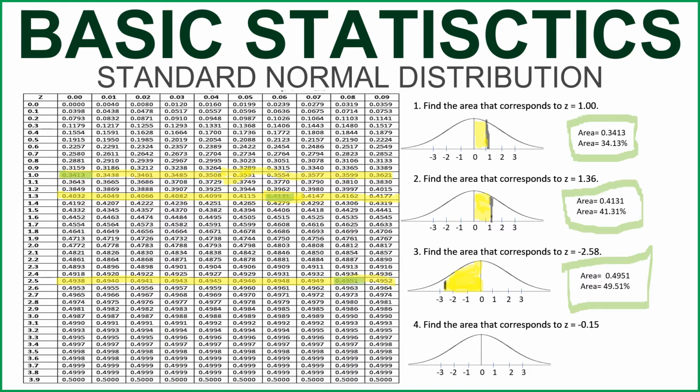So, last number na tayo. Find the area that corresponds to z equals 0.15. So, tignan muna natin kung nasan yung negative 0.15. Since negative siya, dito siya banda, di ba? Dito sa left. So, closer siya sa mean natin, no? Closer na siya. Siguro, eto.